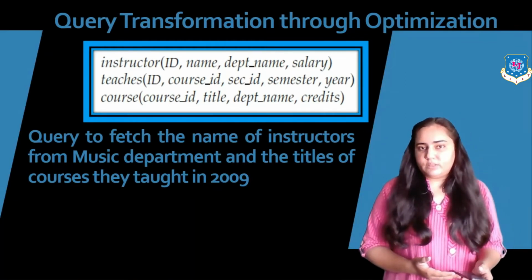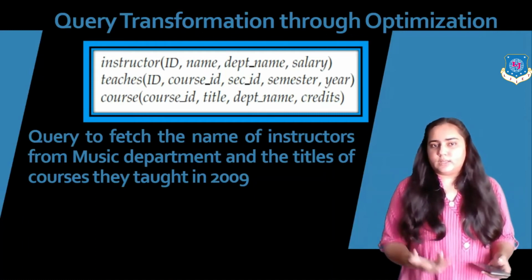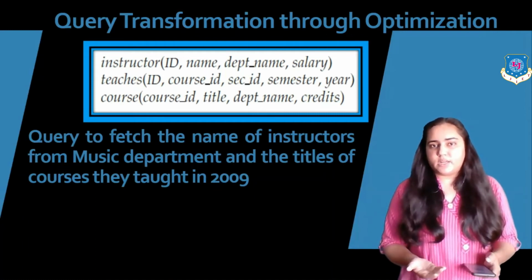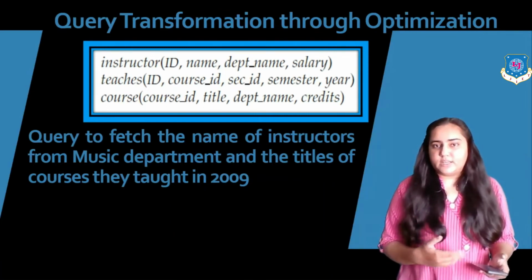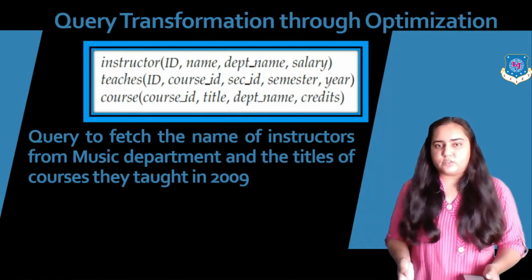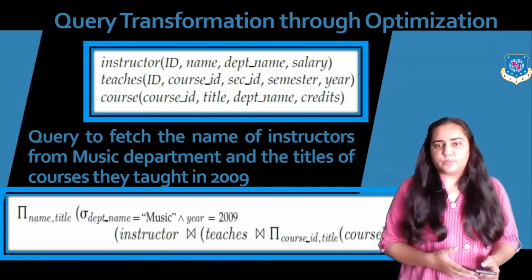So we are given 2 things: the year 2009 and the department music. What we need to fetch is the names of instructors and the titles of the courses. So the query can be written like this in relational algebra.